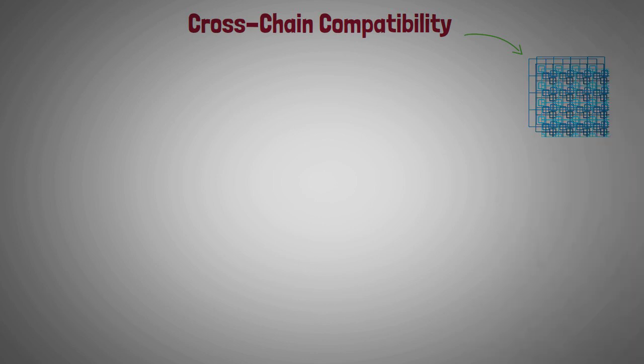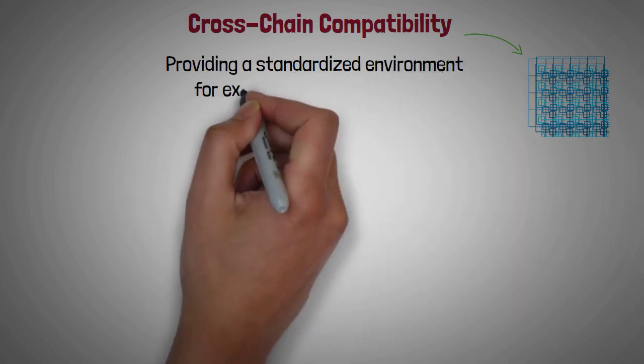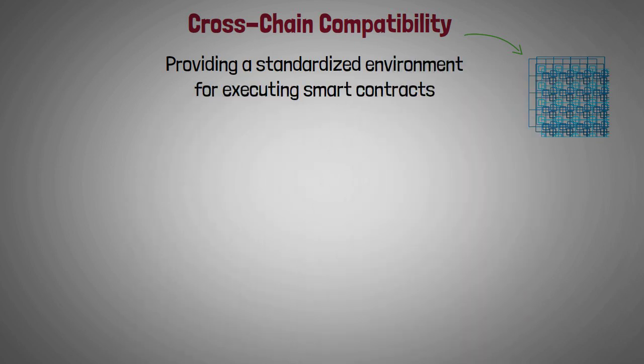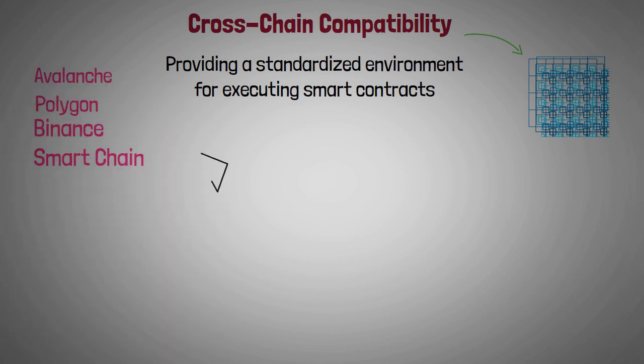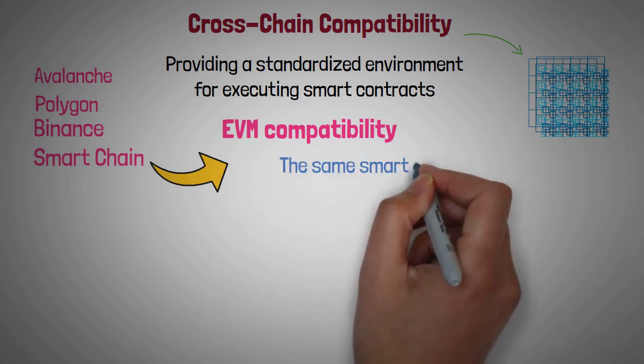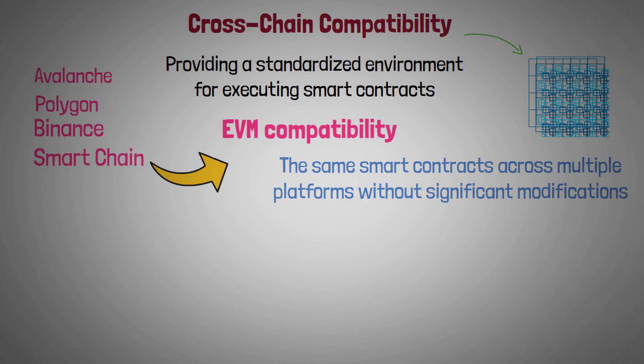Cross-chain compatibility. Cross-chain compatibility refers to the ability of different blockchain networks to interact and work together seamlessly. The Ethereum Virtual Machine, EVM, facilitates this by providing a standardized environment for executing smart contracts. Many blockchains, including Avalanche, Polygon, and Binance Smart Chain, use EVM compatibility, allowing developers to deploy the same smart contracts across multiple platforms without significant modifications.